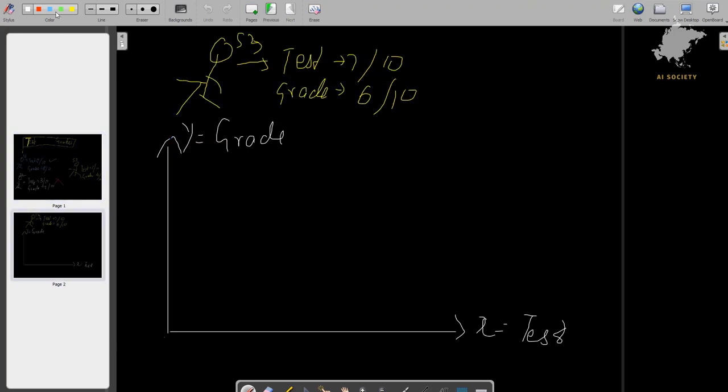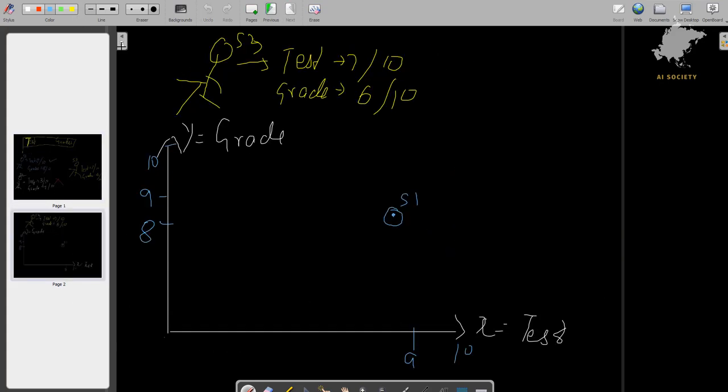So let's plot it out. Let's say this is 10, this is 9 for the test, and this is 8 for the grades. The point is going to be here somehow, which is student S1. Let's make it blue.